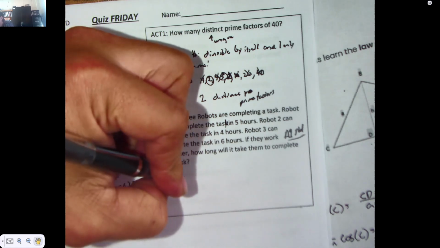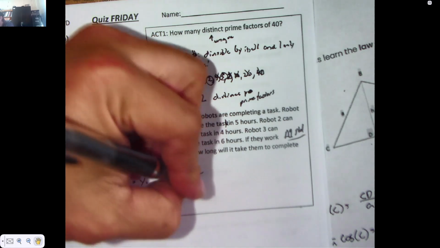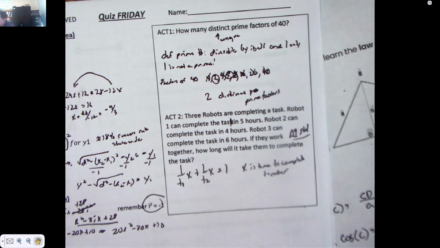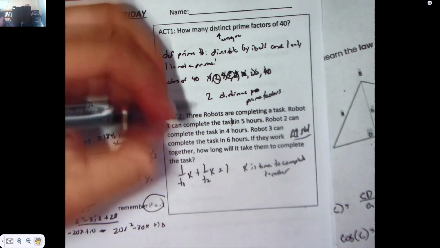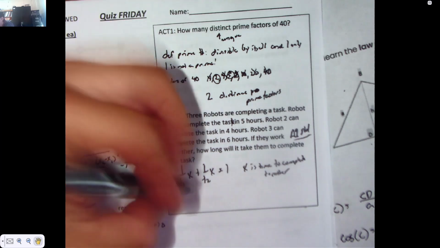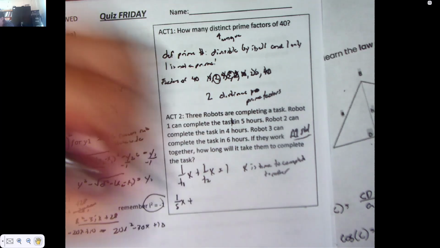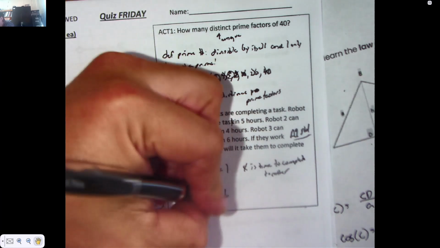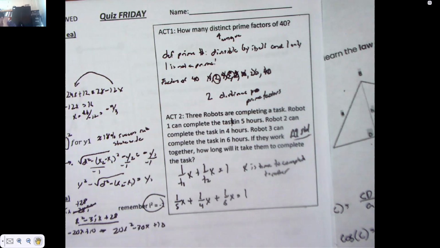It says 1 over time 1 times x plus 1 over time 2 times x is 1. X is the time to complete together. And there's a third robot here, so we're going to have 1 over time 3. So robot 1 can do it in 5 hours, 1/5 of x. Robot 2 can do it in 4 hours, 1/4 of x. And then there's robot 3, 1/6 of x. And together these things add up to be 1.